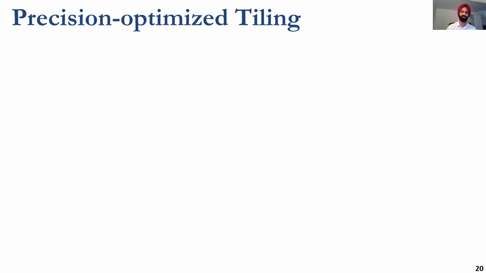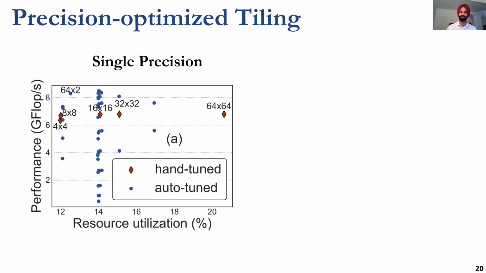I will now discuss the effect of different tiling with different precision. Our auto-tuning technique tries to determine a Pareto optimal solution in terms of performance and resource utilization for our 3D window dimensions. Here we can see single precision results for vertical advection for a single processing element. We get a wide range of performance versus resource utilization points for different tile sizes.